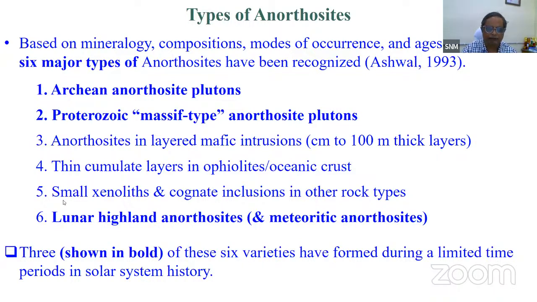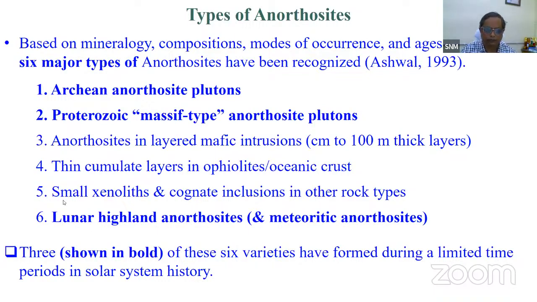Their formation is restricted to a limited time. When some rocks form in a restricted time, it must indicate some kind of special character that existed during the evolution of the earth and the planetary bodies. So something happened during that period of time which facilitated the formation of such rocks during the evolution history or solar system history.